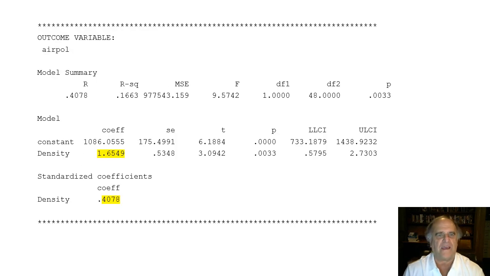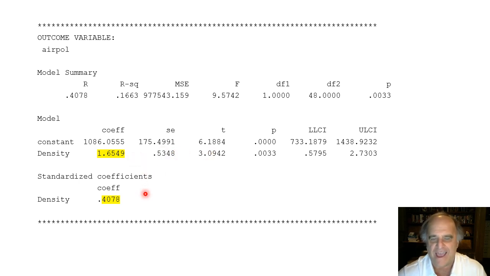So then again, we get our first piece of output, which we're going to parallel with the Field analysis. Our outcome variable is air pollution, which is the mediator. Our predictor is density. So this is really the A path. You can see that there's a high correlation between population density and air pollution, 0.4078. Here's our R squared, our mean squared error, F, degrees of freedom. Our p-value is 0.0033. When we look at our model, our B coefficient is 1.6549.